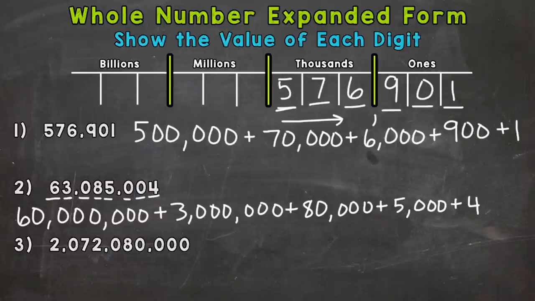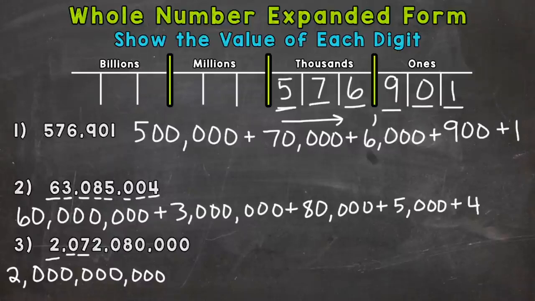2,072,080,000. And we'll start with the 2, which has a value of 2 billion. So with these, again, with these larger numbers in value, we have to be very careful with our zeros and that we have the correct value represented. So for example, I only have 2 million there, so we need 3 more zeros, so it equals 2 billion. We have a 0 in the 100 millions, so we can go to the 10 millions where we have a 7 worth 70 million.